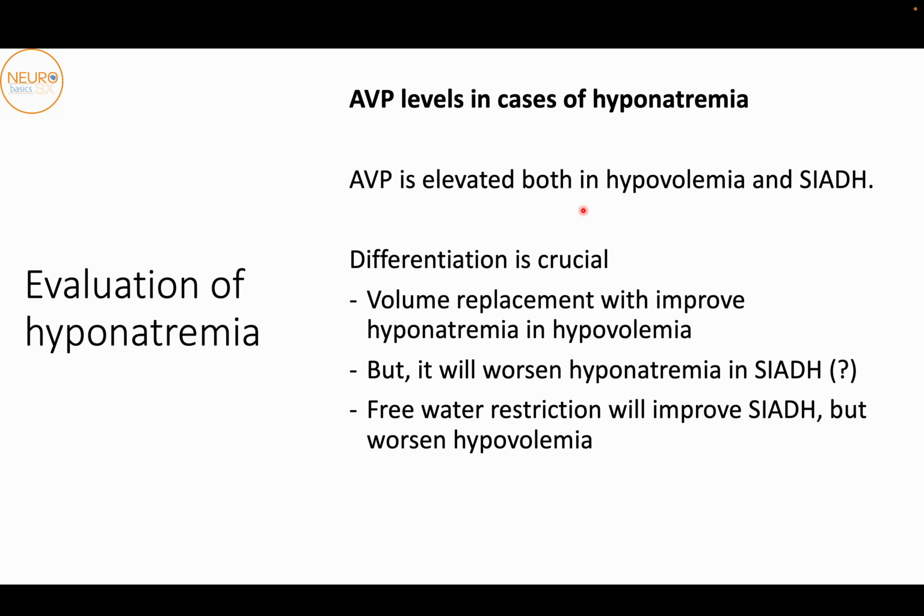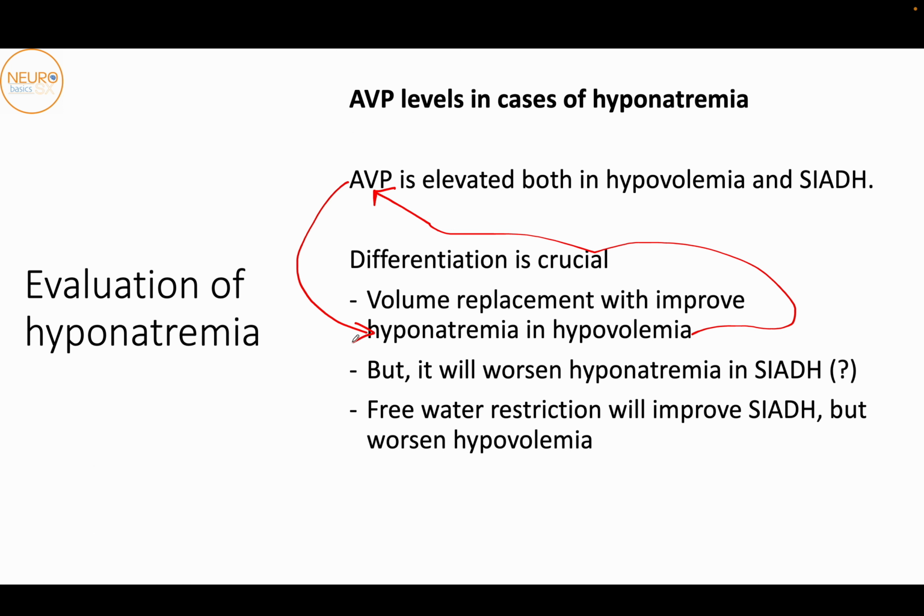Now, how do we differentiate between these two? And why is it important to differentiate? Because if you give volume replacement to a patient with hyponatremia with hypovolemia, that hyponatremia will improve. Okay, now that's where we have to understand how this hyponatremia has happened. So if a patient has hypovolemia, they're going to release AVP, as we know. Once they release AVP, that is going to act on the kidney, and that is going to retain free water. And since it is retaining only free water, it is going to lead to hyponatremia.